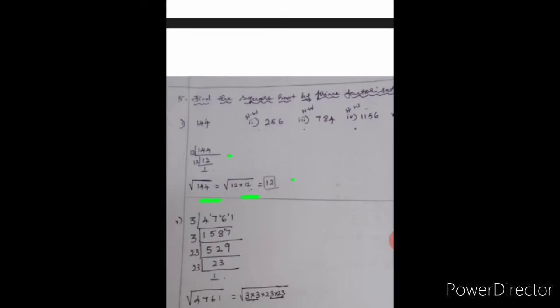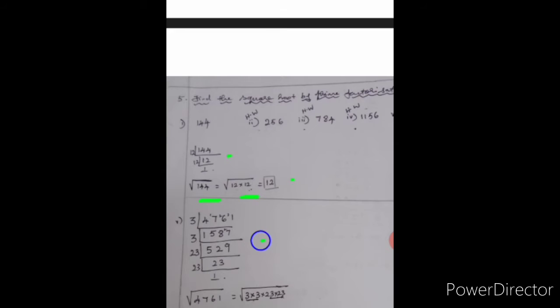And your next question is 4761, which is divisible by 3. 3 ones are, then 3 fives are, 3 eights are, then 3 sevens are. Then again with 3 table, 3 fives are 15, 3 twos are 6, carry 2, 3 nines are 27.